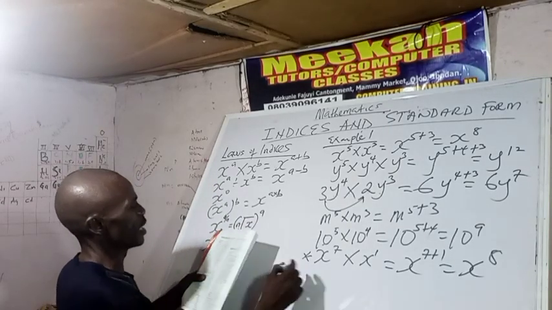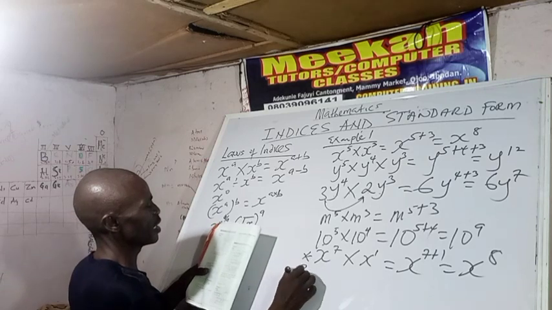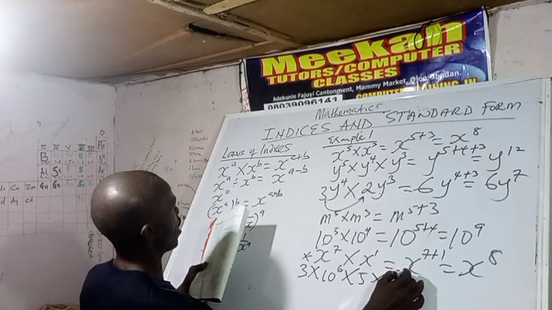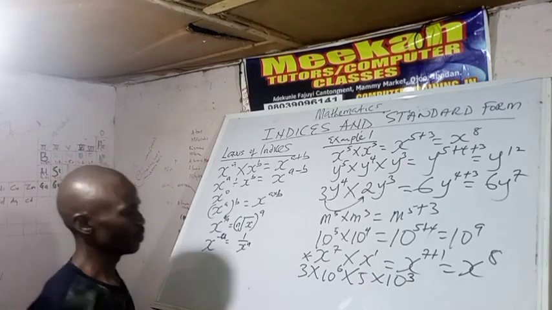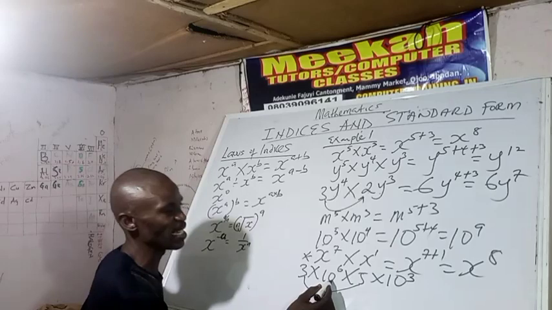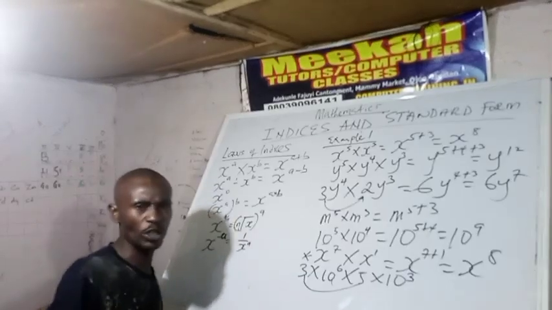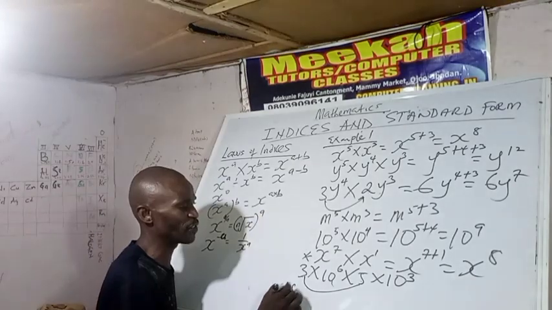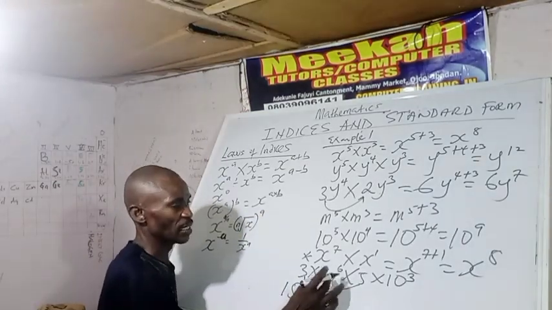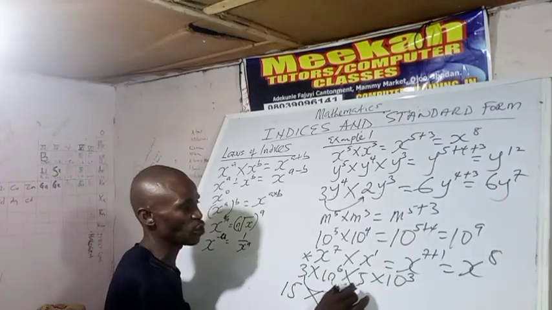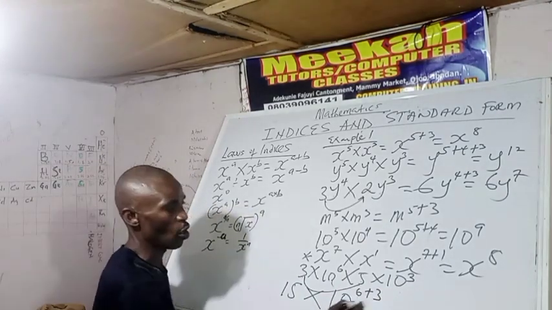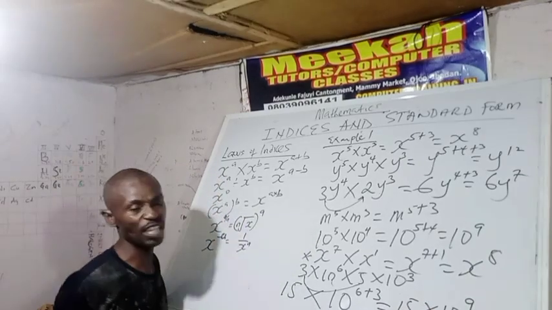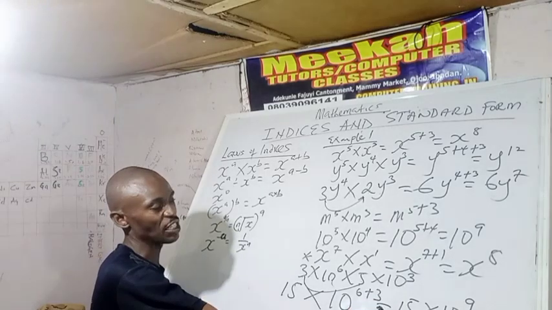For example, now what if you look at this question? 3 times 10 raised to power 6 times 5 times 10 raised to power 3. Number for number, indices for indices. That is to say, 3 times 5, what do you have? 15 times, indices for indices, 10 raised to power 6 plus 3. So what do we have here? 15 times 10 raised to power 9.